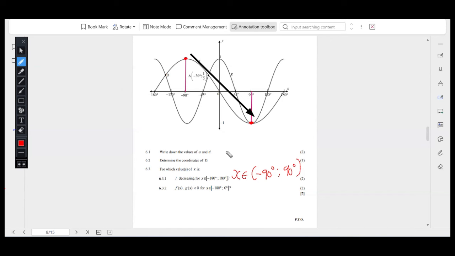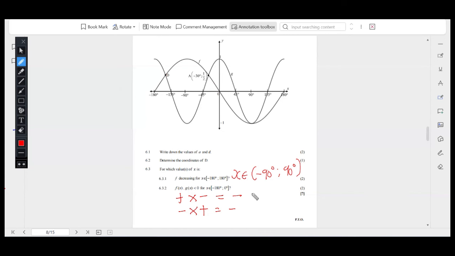Those are stationary points. Then f of x times g of x less than zero. Now, what is the interpretation for this one? It means that if you multiply the two, you'd get a negative. It goes back to the fact that a negative can be achieved by positive times negative, or negative times positive. So basically, if you multiply, the signs are not the same.